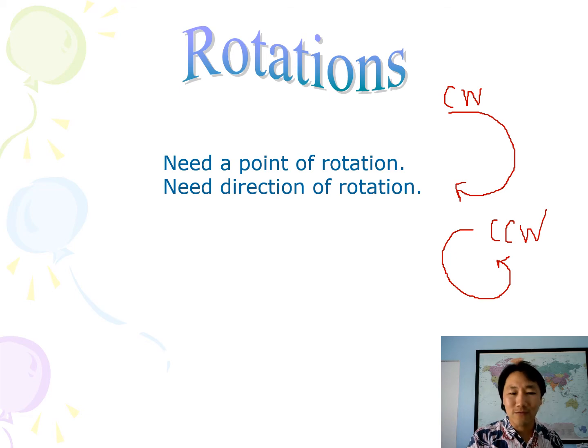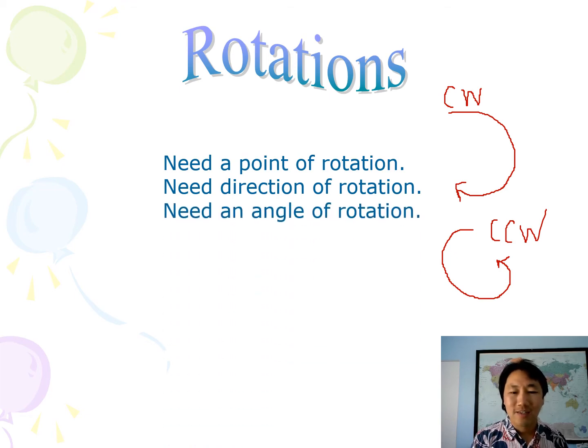And then the last thing we need for rotations is the angle of rotation. It could be rotated 1 degree, 2 degrees, but we're going to focus on the main angles of rotation. So we're only going to do like the 90-degree rotation or the 180-degree rotation, or maybe even a 270-degree rotation. So we'll focus on the more popular angles to work with. All right.